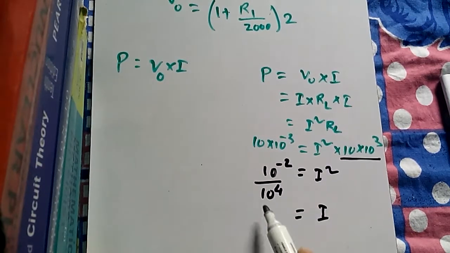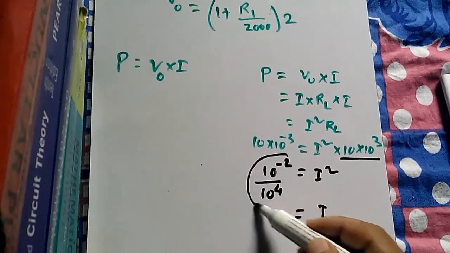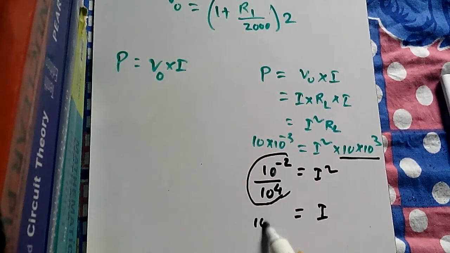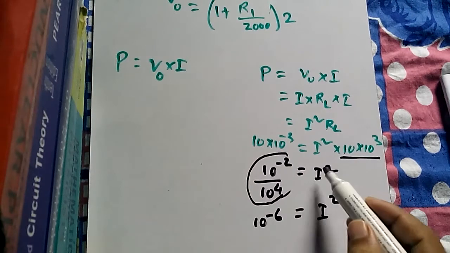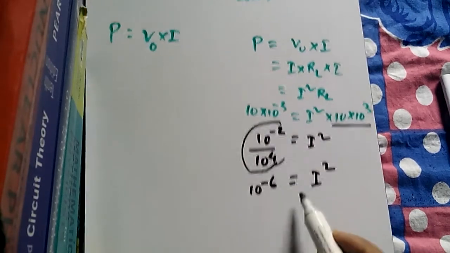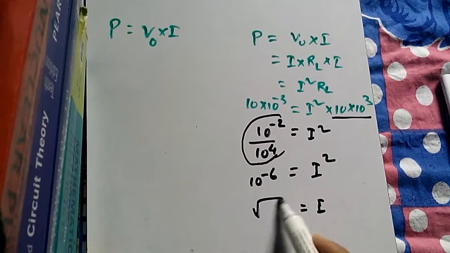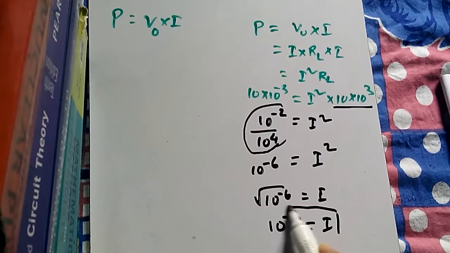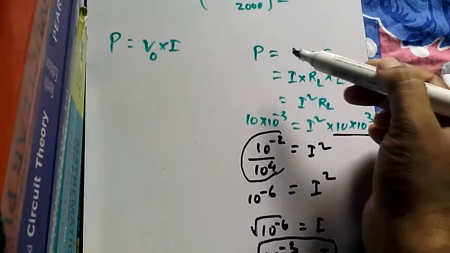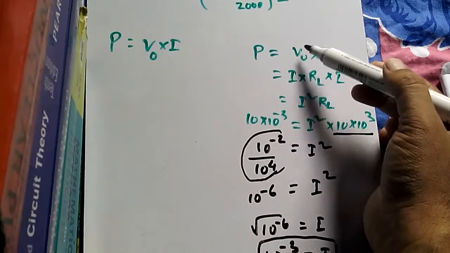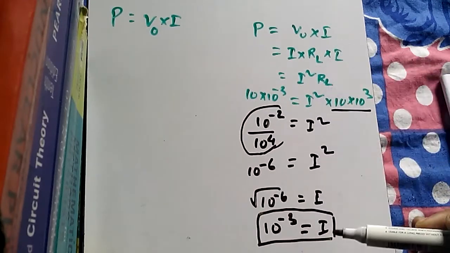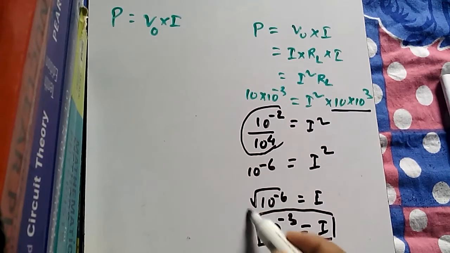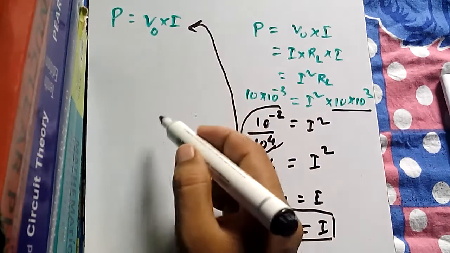So I is equals to, and this is what? This term is 10 to the power minus 6. Okay, I square is 10 to the power minus 6. Then I is equals to root over 10 to the power minus 6, and it is 10 to the power minus 3 A. So using the same law and here the Ohm's law, we found out at first the I current through the load resistance, and now we plug this I here.